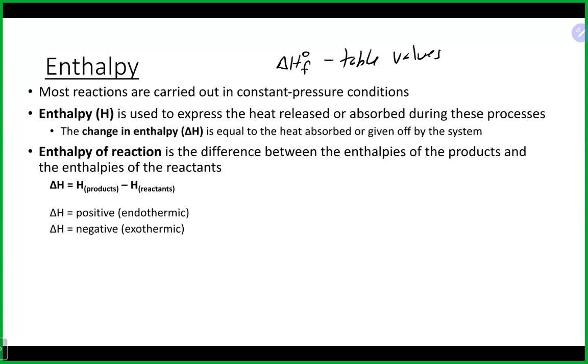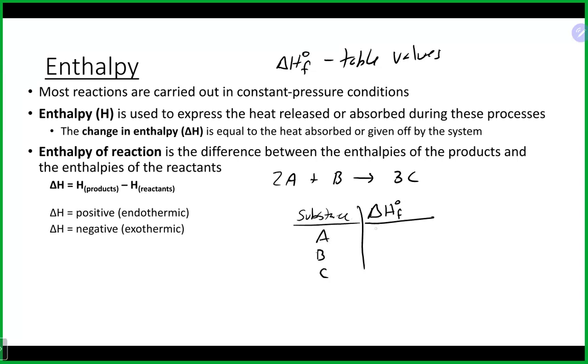So let's just say, for example, how do we calculate this? If we had a made up reaction like 2A plus B goes to 3C, and we would go to a table of delta H, and let's just say we got A, B, and C. We'll go with A as minus 40 kilojoules. We'll go with B as 125 kilojoules. And we'll go with C as, I don't know, how about 75? We'll see how we do.